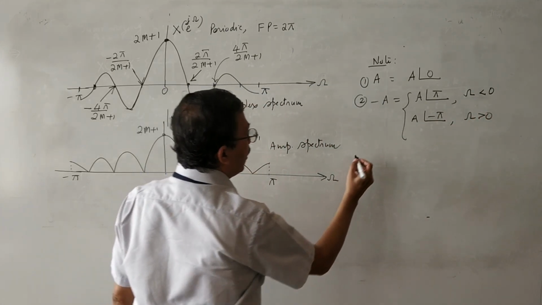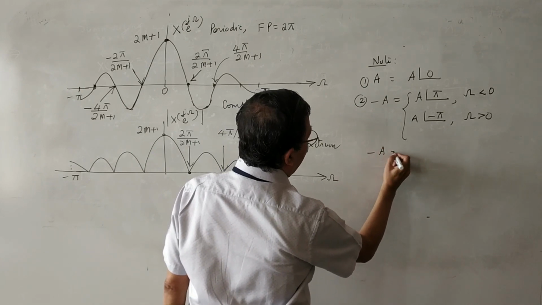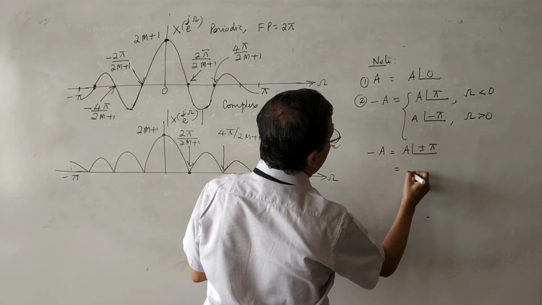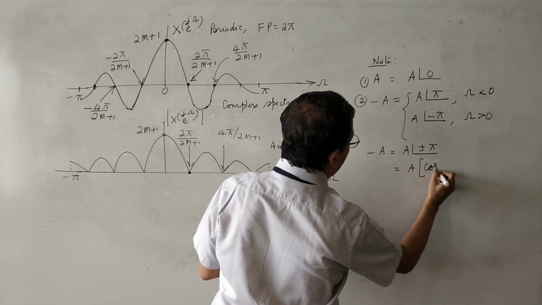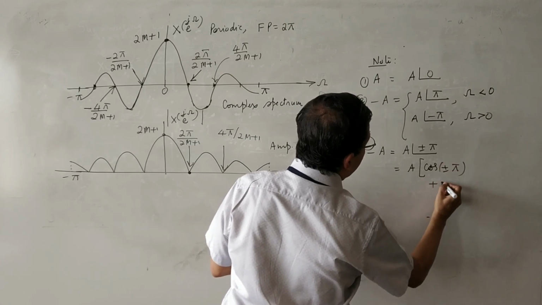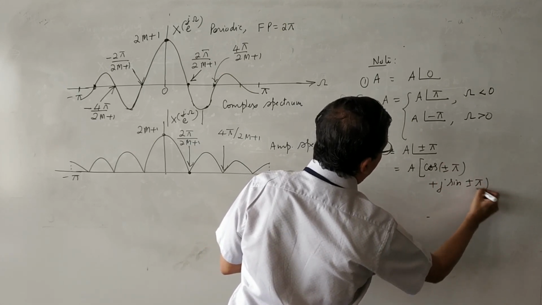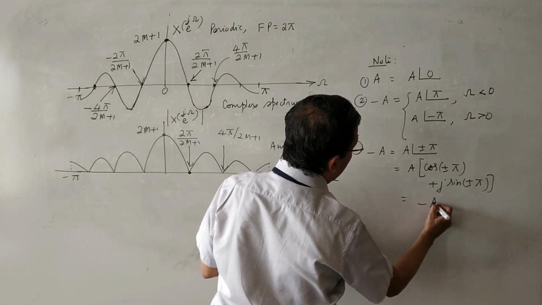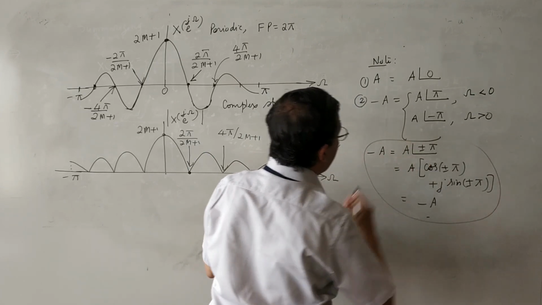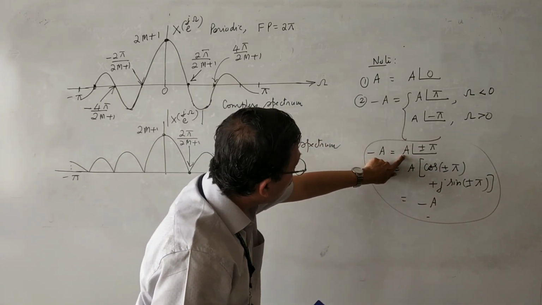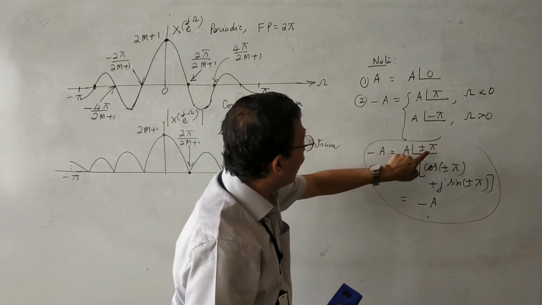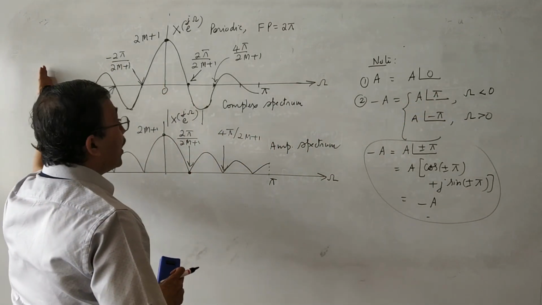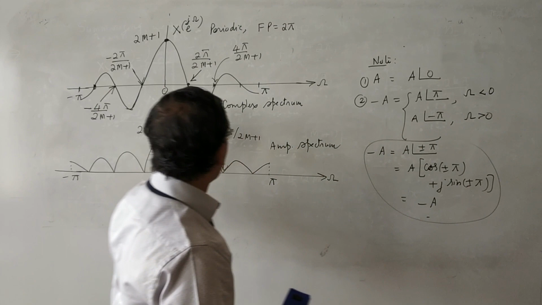See, the reason for this is, minus A we can write as A at an angle plus or minus pi, which is A times cos of plus or minus pi plus j times sin of plus or minus pi. Sin of plus or minus pi is 0, cos of plus or minus pi is minus 1, so you get minus A. So what is important is, minus A has an amplitude plus A, angle could be plus pi or minus pi. I have taken the angle as plus pi for negative values of omega, and the angle as minus pi for positive values of omega.